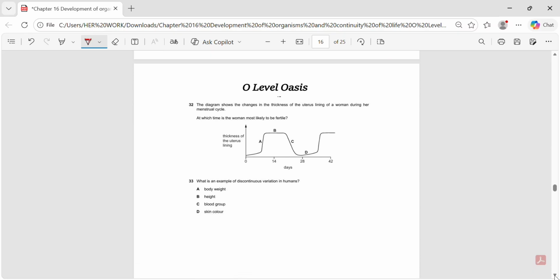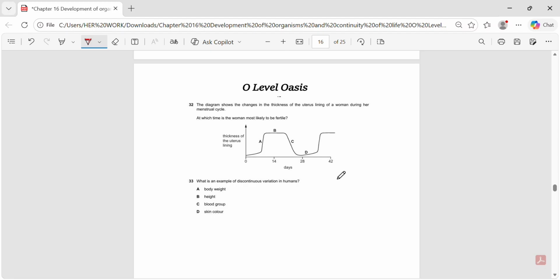Now, let's move on to the next question, which focuses on the changes in the thickness of the uterus lining during the menstrual cycle and asks us to identify when a woman is most likely to be fertile. Using the diagram, we can understand how the lining changes over a typical 28-day cycle and how this relates to fertility. First, looking at the graph, phase A, days 5 to 14, shows the uterus lining starting to build up again under the influence of hormones, preparing the body for a possible pregnancy.